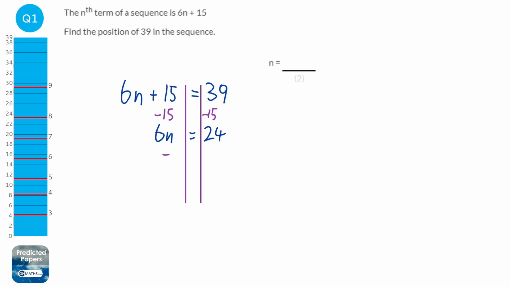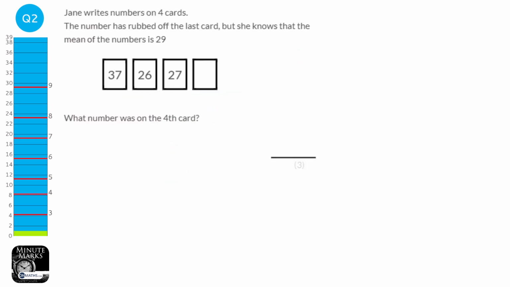Then we're going to divide both sides by 6. And so we get n equals 4. So 39 is the fourth term in the sequence. And you could write it out. You could put n equals 1, n equals 2, n equals 3. Just keep going till you get to 39. Or we can do the method we've just done, which is solving it.